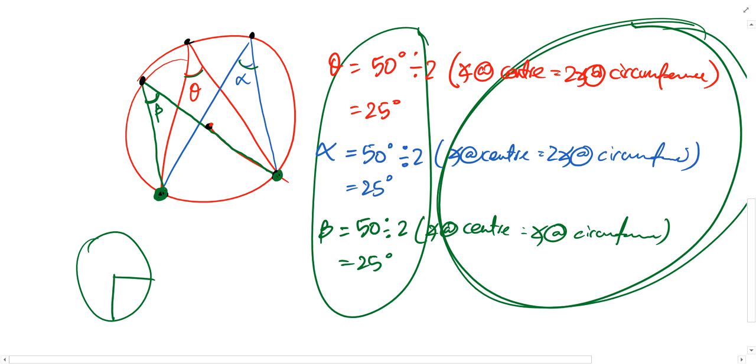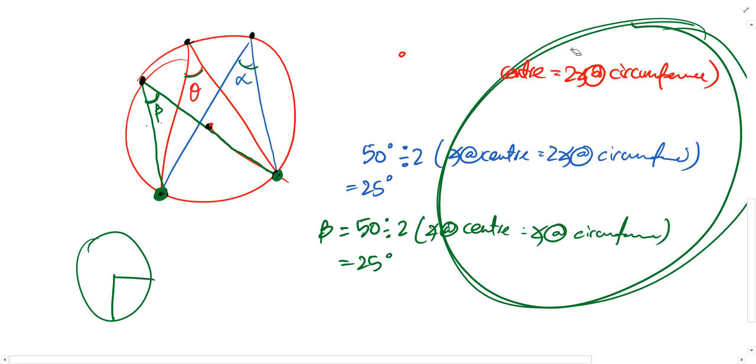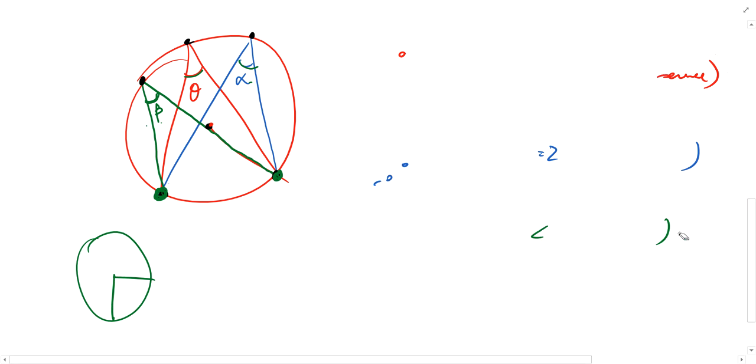Even if I change the center angle, for example to 60, all your theta, alpha, and beta will all become 30. They are all the same. So here we have another relationship between theta, alpha, and beta. That is, they have the same angle. We're going to say that alpha equals theta equals beta in this case.